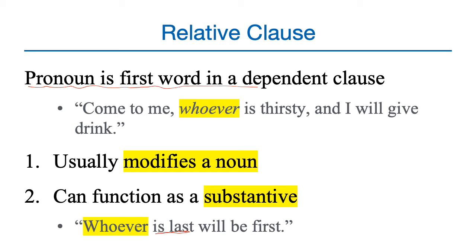Who is to come to me? Whoever is thirsty. Come to me. So it will usually modify a noun, and it can function as a substantive, meaning it can take the place of a noun. When you say whoever is last will be first, the whoever there is a substantive. It is standing in place of a noun, a person. Whoever is thirsty, whoever is last will be first.